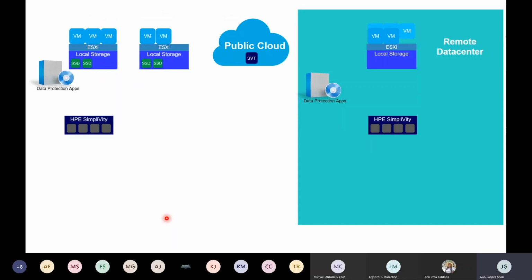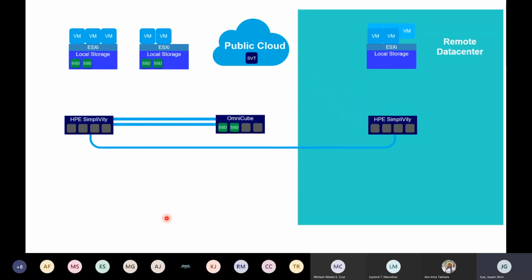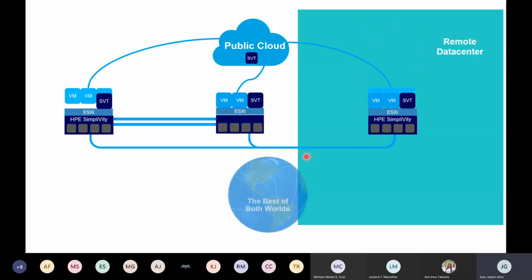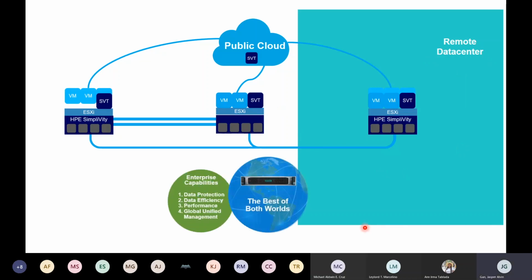Then lastly, the data protection applications like your backup software or replication software, we have those features and functionalities already built into HPE Simplivity. So as you can see, in a simple setup of 3 nodes of HPE Simplivity, we can have already a highly available production site and an offsite DR. So with HPE Simplivity, we want to give you the best of both worlds. The enterprise capabilities of having good data protection, data efficiency, good performance, as well as unified management under a single pane of glass. With the cloud economics of having a simple, easy to scale appliance model.